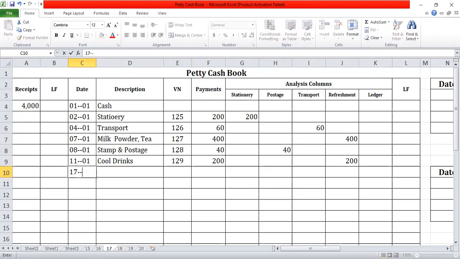Again, on 17th January, stationery, voucher number 130, amount 170, analyze that payment under the stationery column. I want you all to highlight the next transaction. The transaction on 20th January, paid Samarasekara, a creditor. Please highlight that.